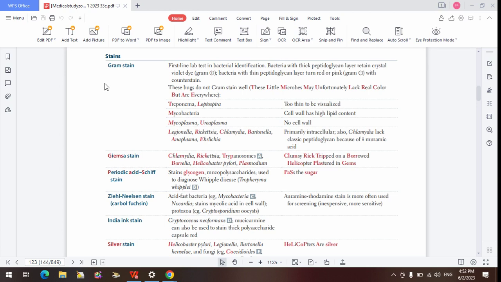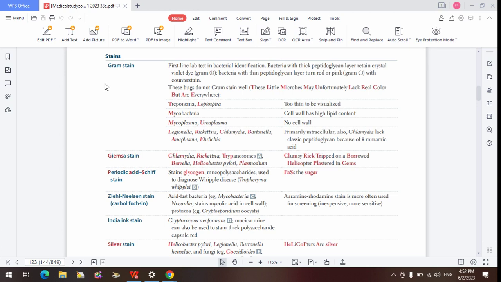I'm just trying to explain so that we can understand the principle. Your Lugol's iodine is there to make the crystal violet adhere to the cell wall. Then subsequently you add a decolorizer. The reason why you're adding a decolorizer is that, let's say this bacteria is not gram positive, it is gram negative, and it contains little peptidoglycan.